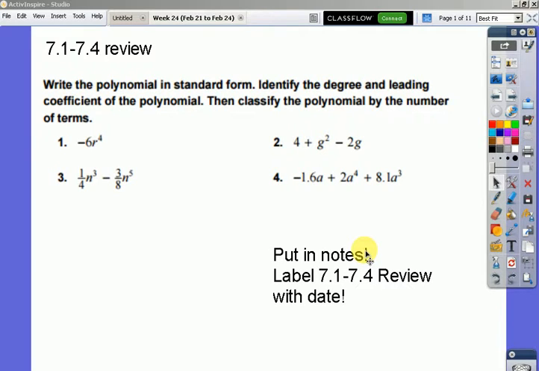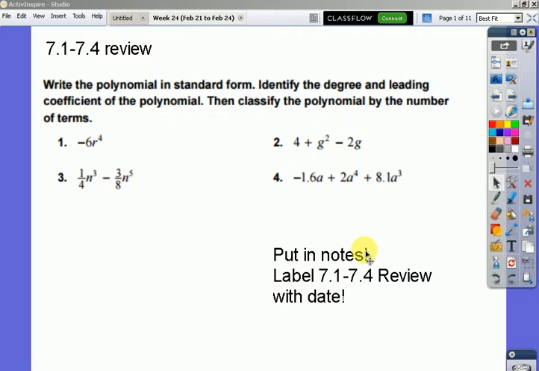Alright, so we are starting the 7-1 to 7-4 review today. The directions say, write the polynomial in standard form, identify the degree and leading coefficient of the polynomial, then classify the polynomial by the number of terms. This is how it's worded on your take-home quiz, how it's going to be worded on your exam, so make sure that you understand exactly what those instructions mean by the time you take the exam for all of 7-1 to 7-8. You will be tested in the beginning with something like this.